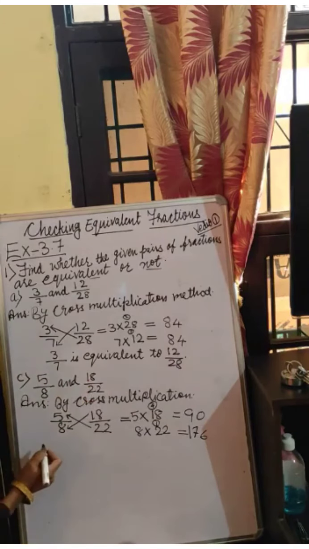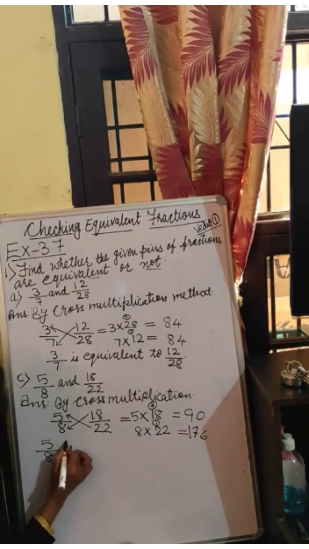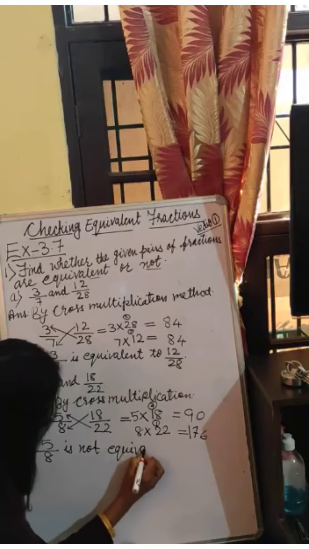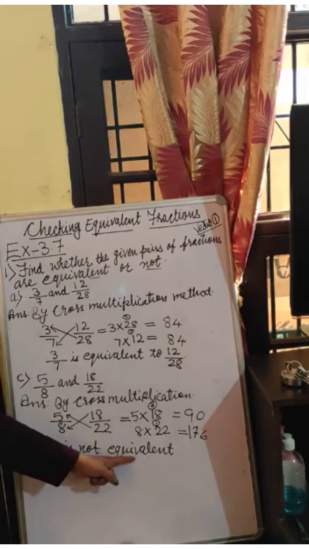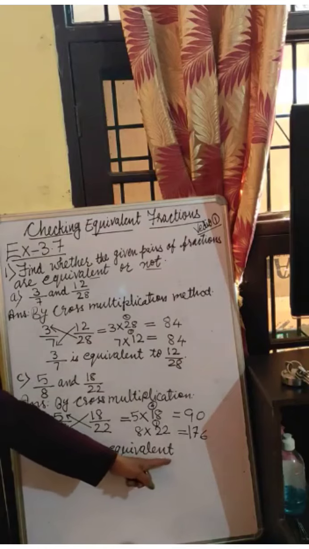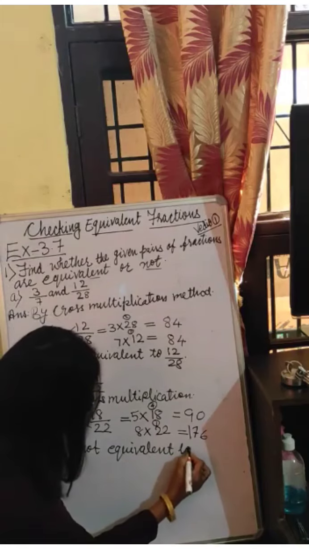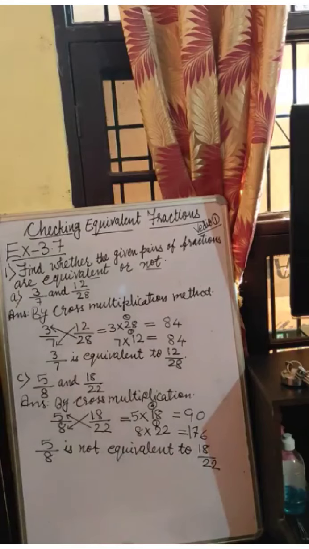So this is the answer you will write. 5 upon 8 is not equivalent, spelling E-Q-U-I-V-A-L-E-N-T, equivalent. Not equivalent to 18 upon 22. So this is the answer.